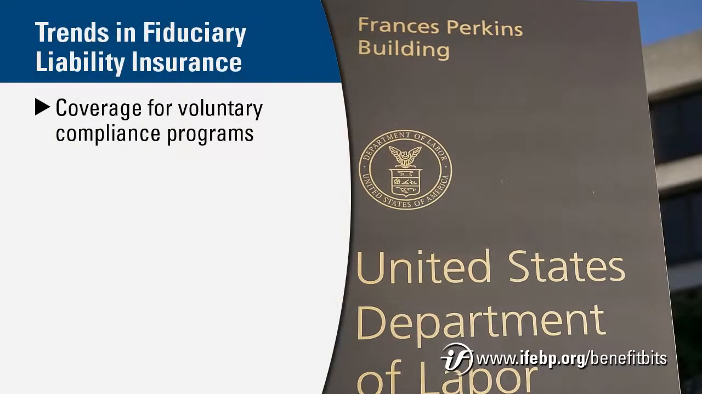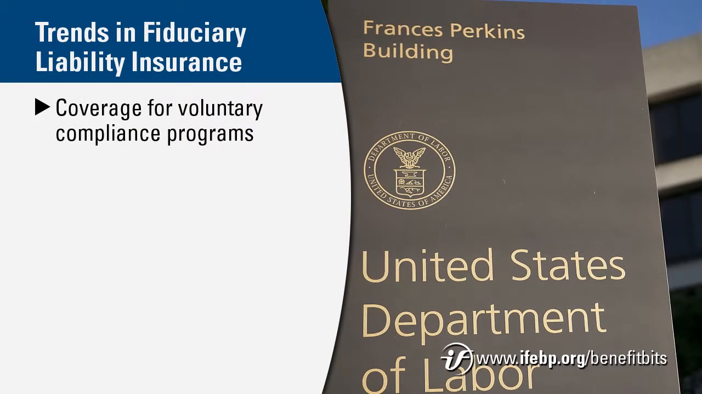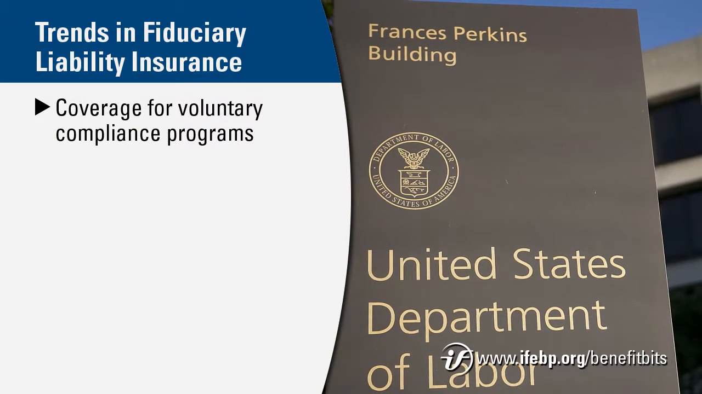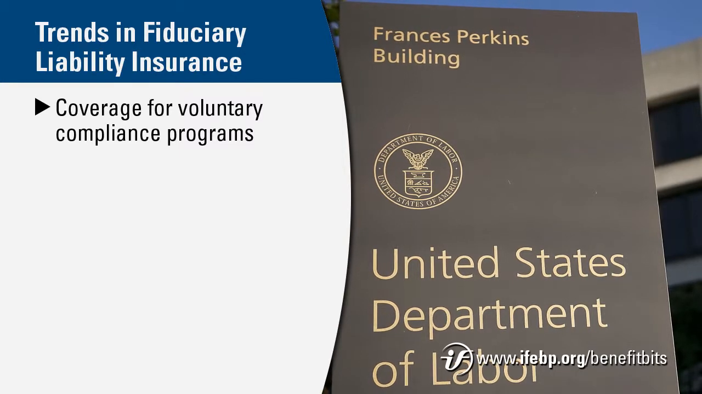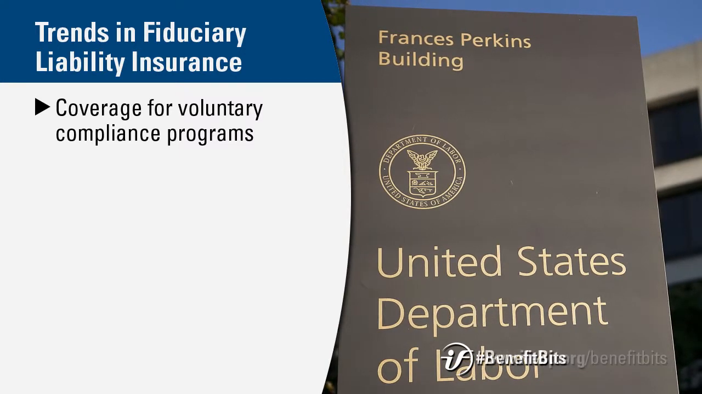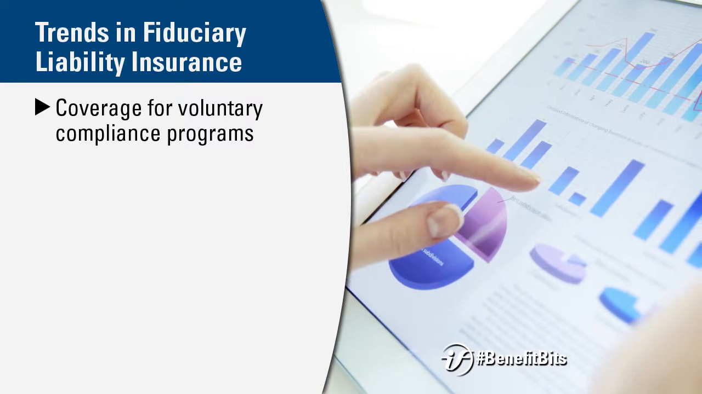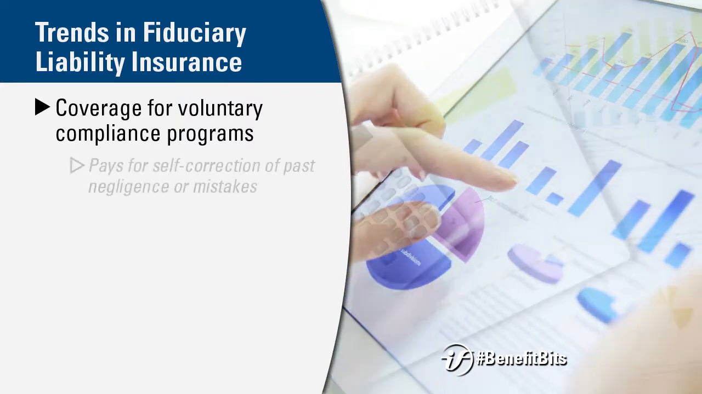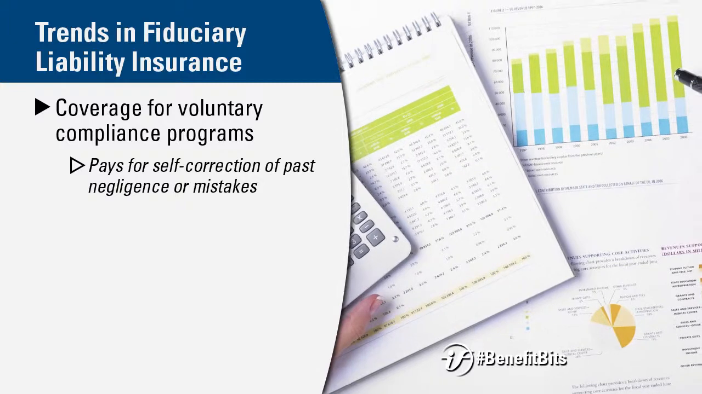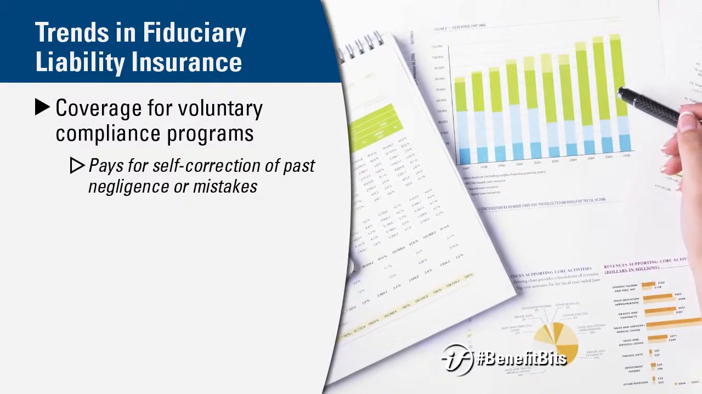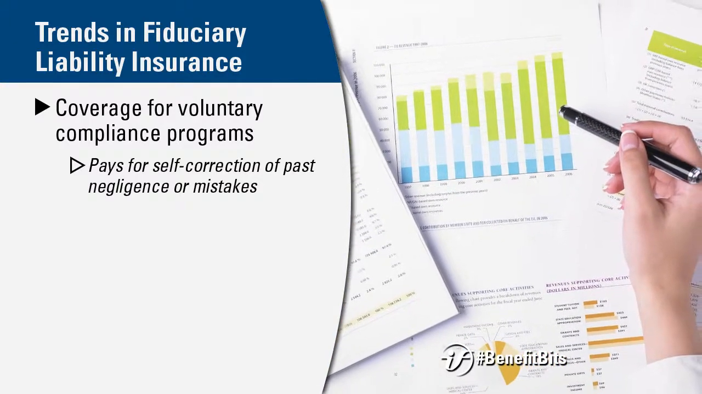There has been a lot of creativity and innovation in fiduciary liability insurance in the last several years. The first thing and the most dramatic change is coverage for voluntary compliance programs. That's where the Department of Labor and the IRS are encouraging trustees to fix mistakes in the plan themselves, to correct problems in these voluntary compliance programs. The problem for trustees is a lot of times you can't pay out of plan assets. Therefore, fiduciary liability insurance carriers have responded and have been providing coverage for mistakes that you make and correct yourself.